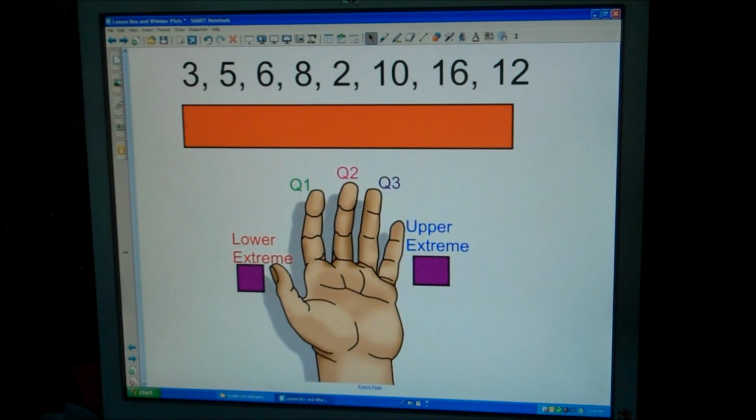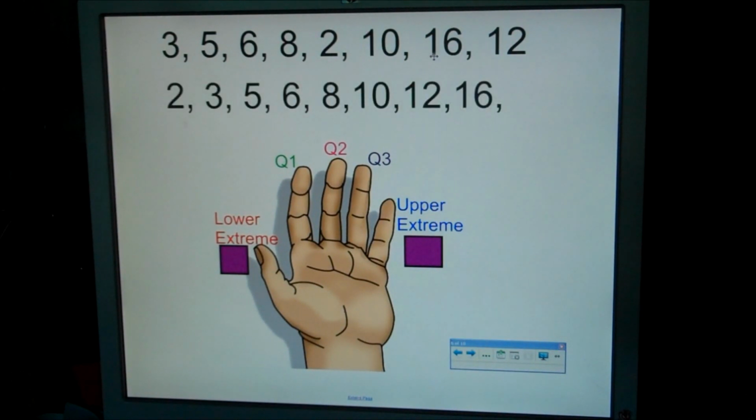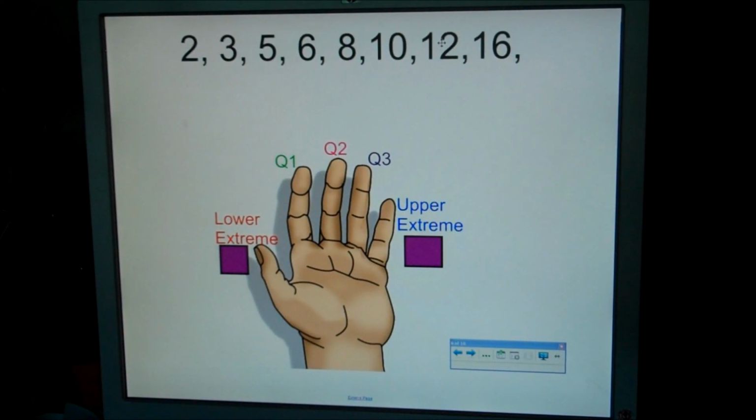I've got some data. What should I do with it? I hope you're saying put it in order. Miss Archin, put it in order. Okay, there it is. It's in order. Now, just for our sake, I'm going to get rid of that so we don't have to look at it anymore. It's already in order.